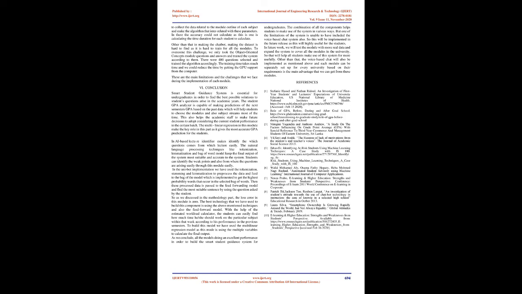6. Conclusion. A smart student guidance system is essential for undergraduates in order to find the best possible solutions to the questions that arise for students in the academic years. The student GPA analyzer is capable of predicting the next semester's GPA based on past data, which will help students choose modules and subject streams. This also helps the academic staff make future decisions considering the current student performance in a certain batch. The multi-linear regression in this module plays the key role, as it gives the most accurate GPA prediction for the students.